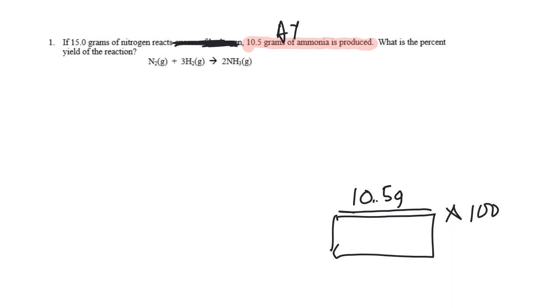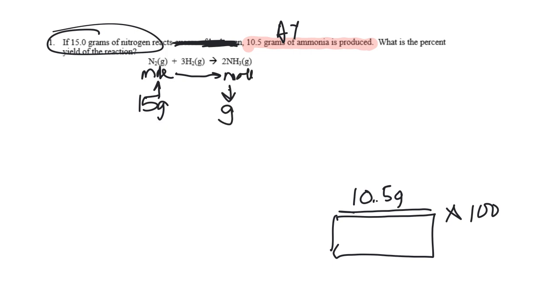Now, the only thing I have left is 15 grams of nitrogen. So that's my starting point. I'm going to start at grams of nitrogen, and I want to end with grams of NH3 to get my theoretical yield. So if we have 15 grams of nitrogen, first thing is I need to convert that to moles. Then I can convert that to moles of NH3, and then I can get to grams of NH3. Molar mass of NH3 is 17.04, and molar mass of N2 is 28.02.